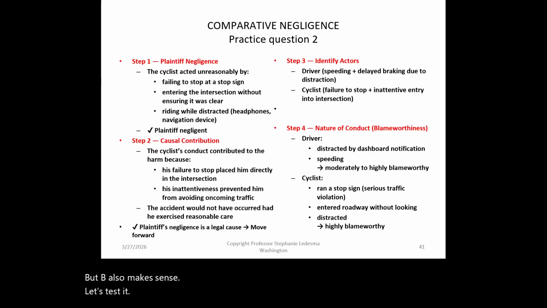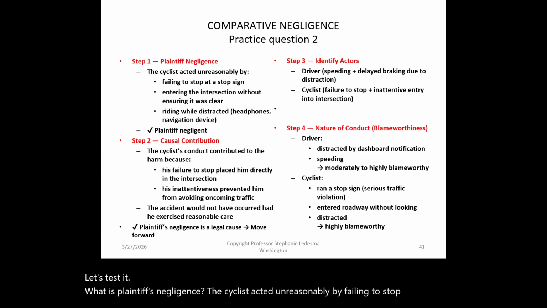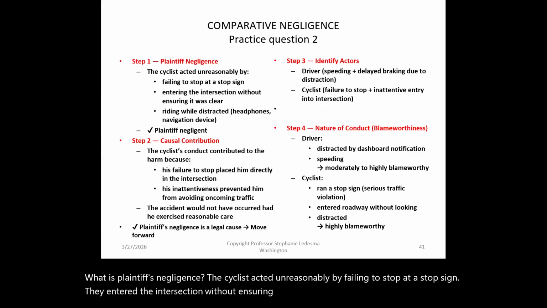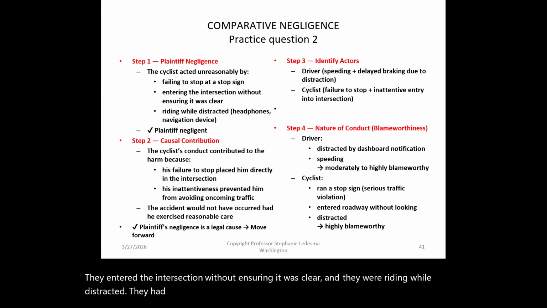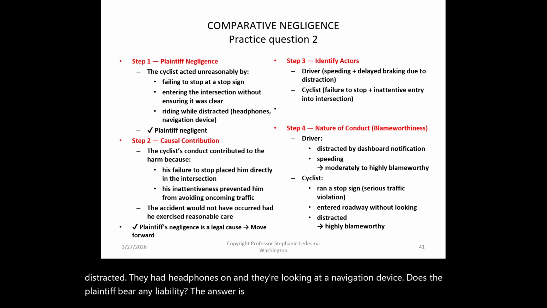What is the plaintiff's negligence? The cyclist acted unreasonably by failing to stop at a stop sign. They entered the intersection without ensuring it was clear, and they were riding while distracted. They had headphones on and they're looking at a navigation device. Does the plaintiff bear any liability? The answer is yes. Great. Check. Move to the second one.